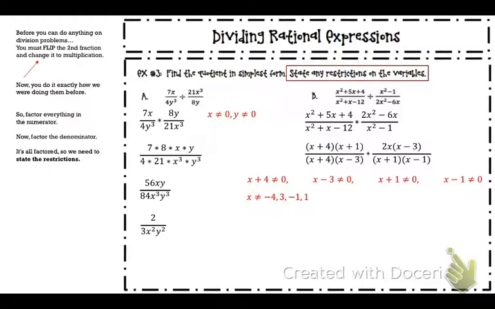We have our restrictions. Now we're just going to cancel out common factors, starting left to right. So we have x plus 4 on top. We have an x plus 4 on bottom. Those cancel. We have x plus 1 on top. We also have an x plus 1 on bottom. Those cancel. We have the 2x on top. That can't cancel with anything, so that stays. And then we have the x minus 3 on top and an x minus 3 on bottom. Those cancel. So you're just left with 2x over x minus 1. And that is your final answer there.